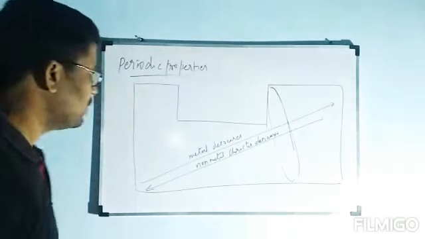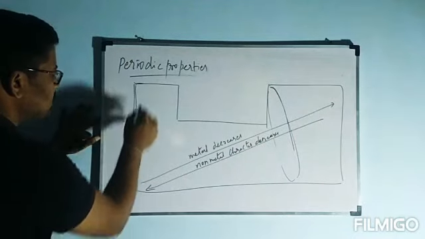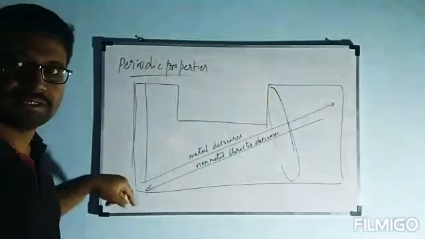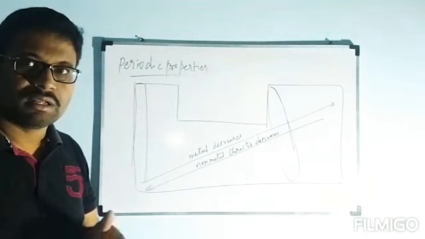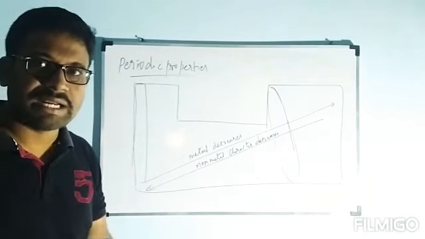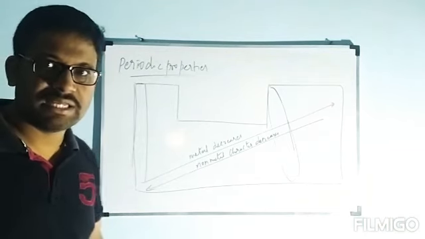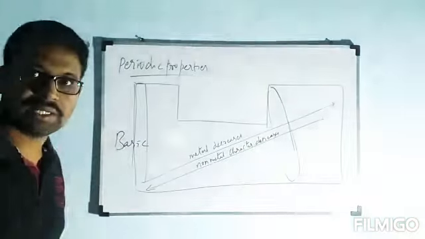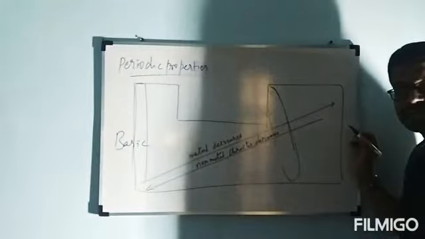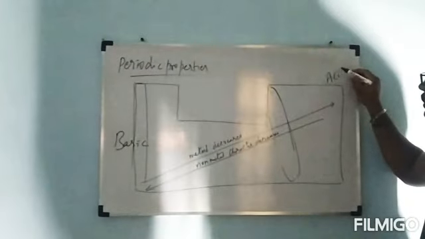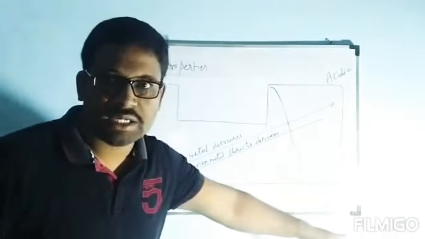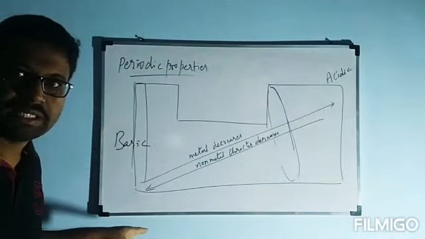Okay, next. We know these are all metals: lithium, sodium, potassium. Their oxides are metallic oxides. Metallic oxides are of which nature? Basic in nature. Here non-metals are present. Non-metal oxides are of which nature? Acidic in nature.